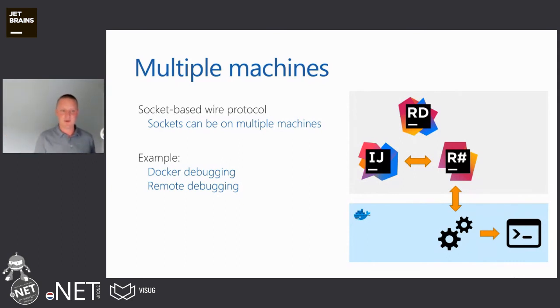So if this works with Docker and remote debugging, well, maybe we can even run it across the Atlantic Ocean and have a debugger process sitting in the US where we connect to it from a Rider instance running in Europe. So that could work in theory.